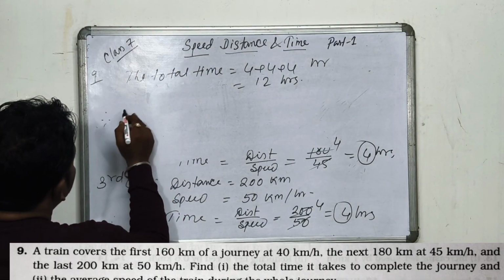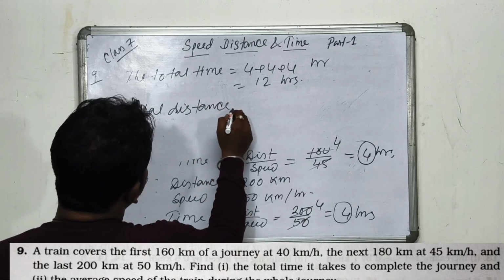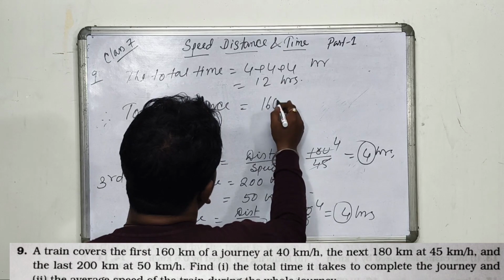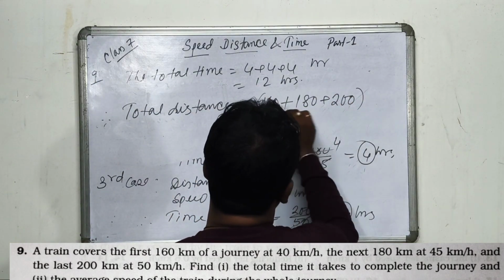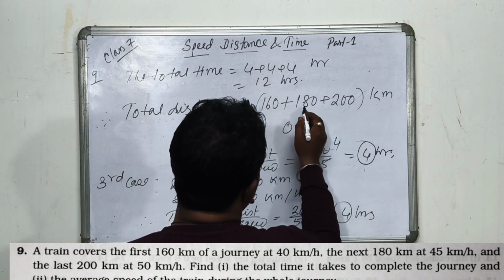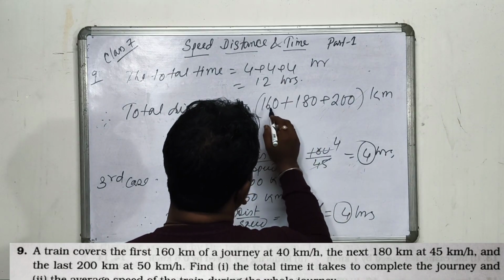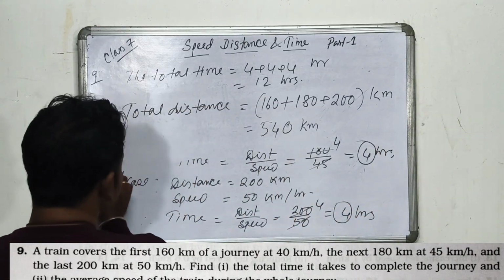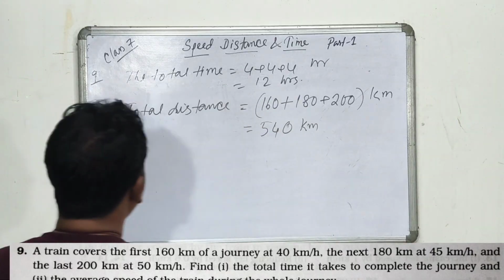Therefore, first find out the total distance. In the first case it goes 160 plus, in the second case 180, third case 200 kilometers, that is 540 kilometers. So total distance is 540 kilometers and total time is 12 hours. What will be the average speed?